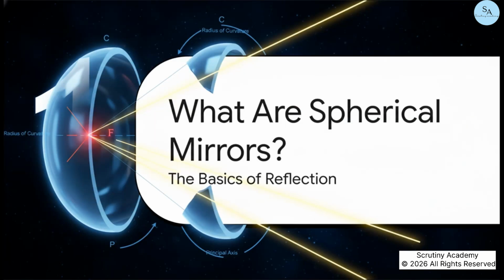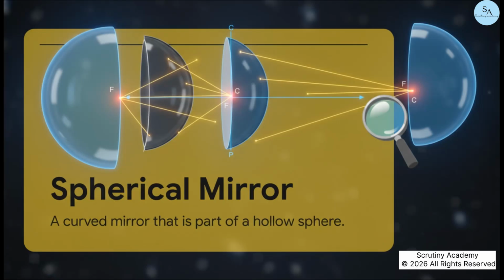What are spherical mirrors? Let's just get the basic idea down before we get into any of the more complex stuff. Honestly, it's pretty much as simple as it sounds. Just picture a big, hollow glass ball, right? Now, imagine you just slice a piece off. Then you coat one side of that slice to make it shiny and reflective, and boom, you've just made a spherical mirror. It really is just a piece of a sphere.